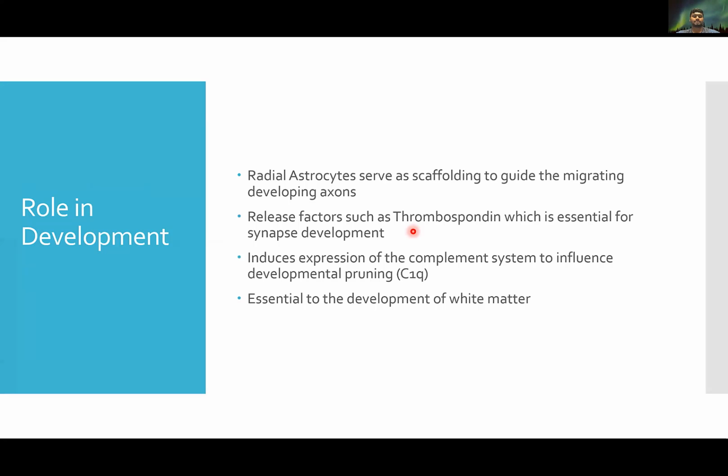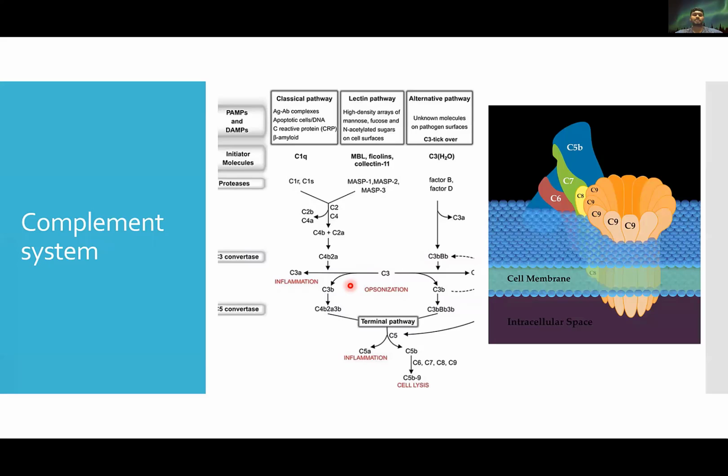Another thing mentioned in the embryology video is that it influences developmental pruning. So in the next slide, I have a nice picture about the complement system. Specifically, C1q is the initiator molecule for the classical complement system, and it's very complex. You don't really need to know the ins and outs of it. I just want to give you a nice picture to really conceptualize it. However, you will learn this more when you get to immunology and learning about the innate immune system. And finally, it is also essential to the development of white matter, so guiding these axons where they need to go, etc.